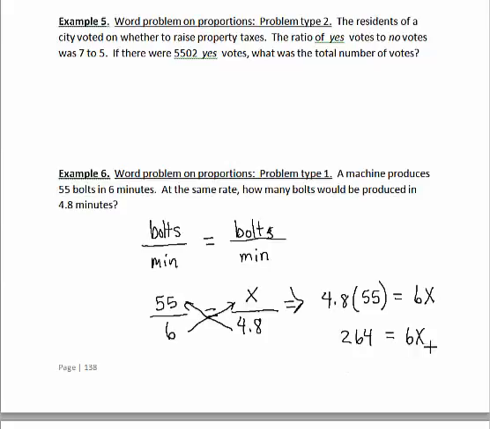And so we have 264 equals 6x, and to solve for x we divide both sides by 6, and 26 divided by 6 would give us 4 with a 2 left over, and then 24 divided by 6 is 4 again. So the 6's cancel on the right, and we end up with x equals 44. Which makes sense. We have less time than 6 minutes. We only have 4.8, so we have less than 55 bolts made, 44.